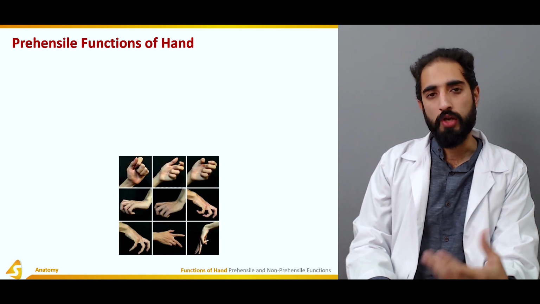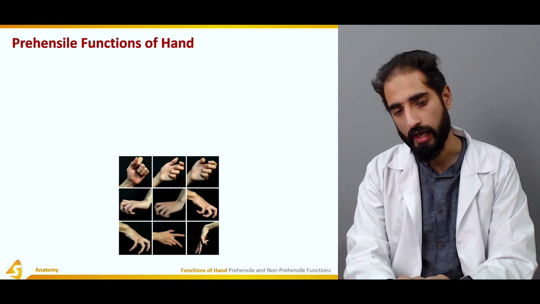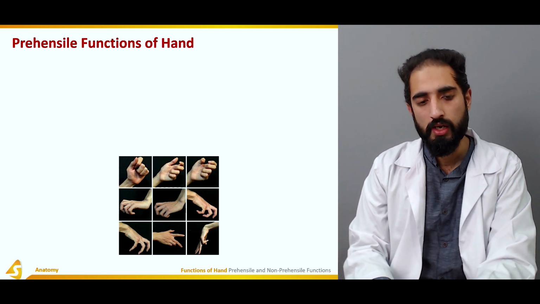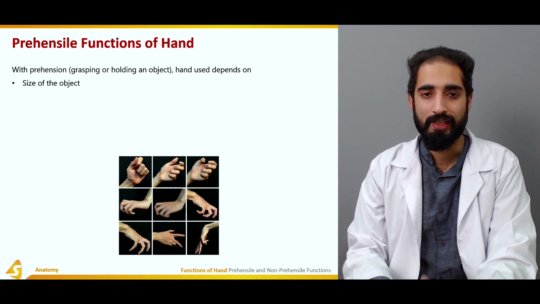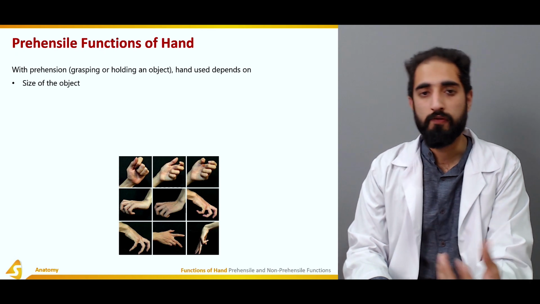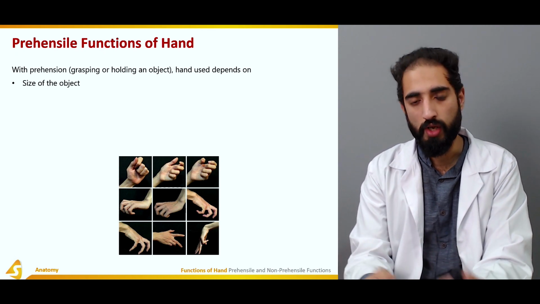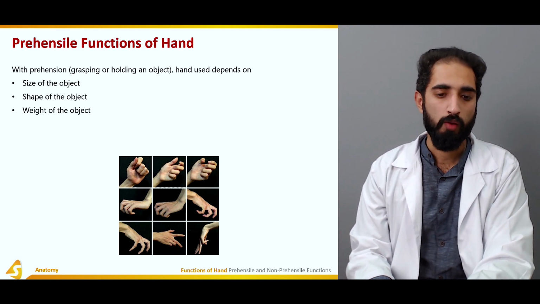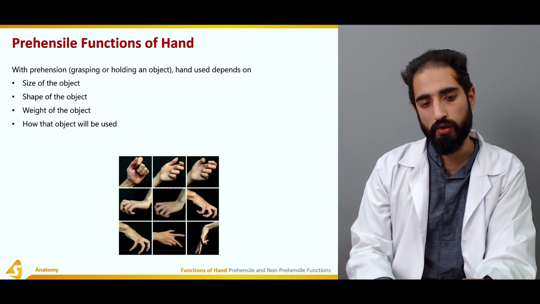Now, what is prehension? As already mentioned, the grasping functions of the hand are related to prehension, and then manipulating the objects that we grasp with our hand. With prehension, grasping, holding an object, hand use depends on some different factors, such as the size of the object. If the object is small or large, it would differ the way we hold or grasp it. Similarly, the shape of the object, the weight of the object, and how the object will be used also matter a lot.